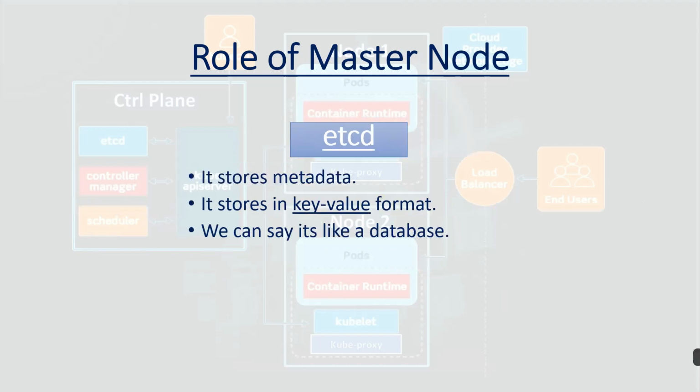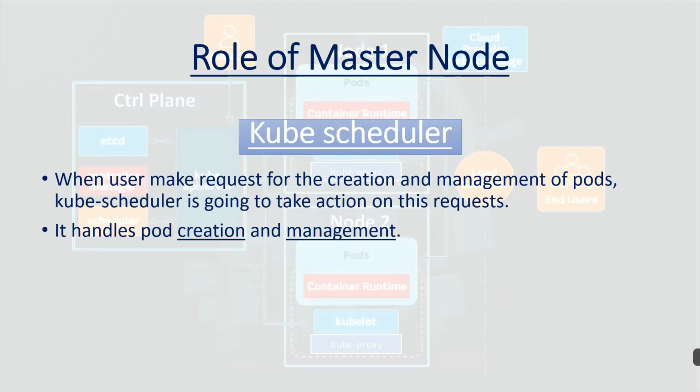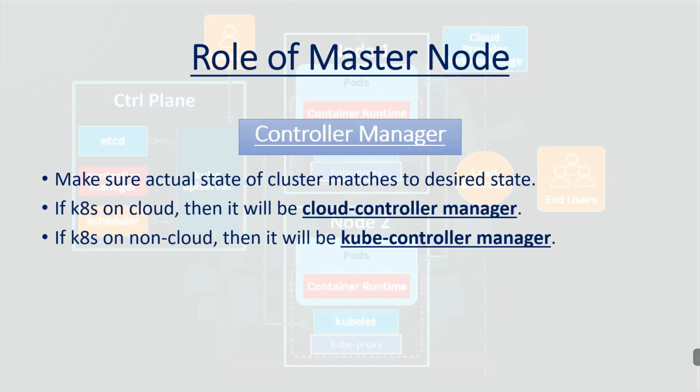Then next is etcd. It stores the metadata. It stores it in key and value format, and we can say it's like a database. Kube scheduler: when a user makes a request for the creation and management of pods, the kube scheduler takes action on this request. It handles pod creation and management. Then the last one is the controller manager. The controller manager makes sure the actual state of the cluster matches the desired state.